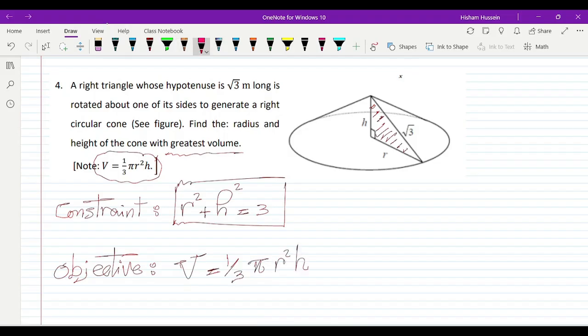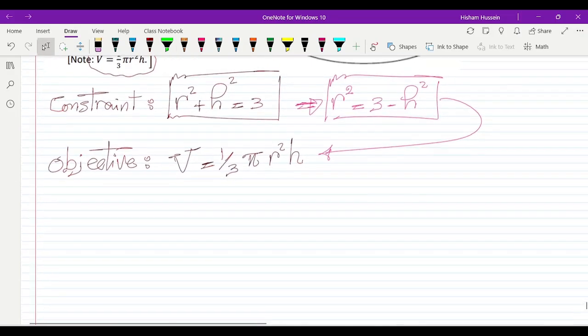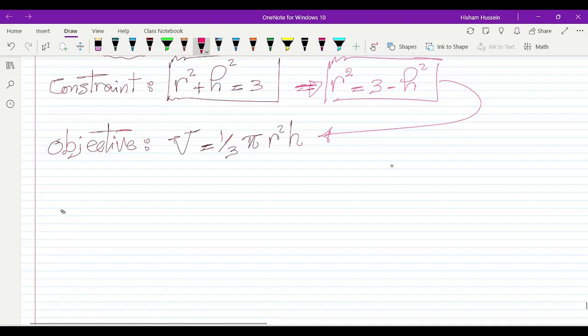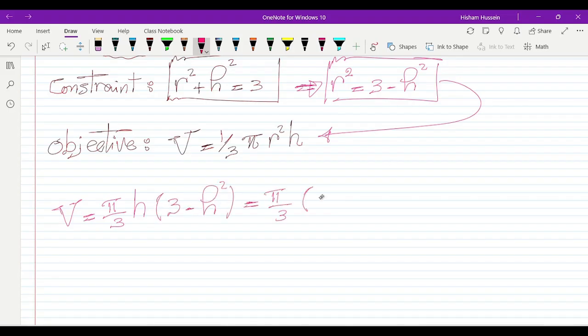Okay, so just substitute with this r squared in the volume, where r squared equals 3 minus h squared. Substitute this r squared in the objective function to represent the volume function purely as a function of h. So V equals pi over 3 h times r squared, which is 3 minus h squared, which is pi over 3 times 3h minus h power 3.